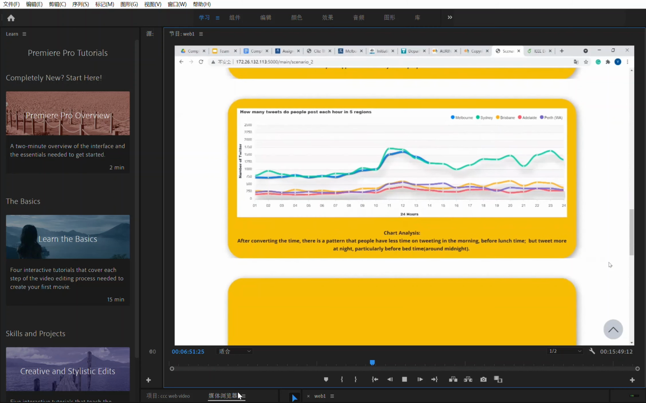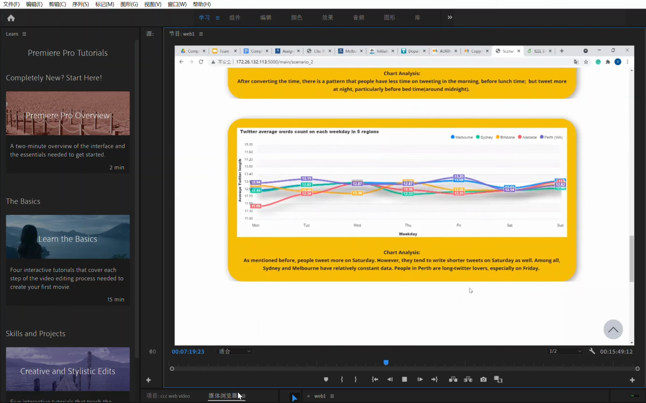Then is a line chart of how many tweets do people tweet each hour in 5 regions. Since the time shown is Greenwich time, so after converting the time, there's a pattern that people have less time on tweeting in the morning before lunchtime, but tweet more at night, particularly before bedtime, which is around midnight.